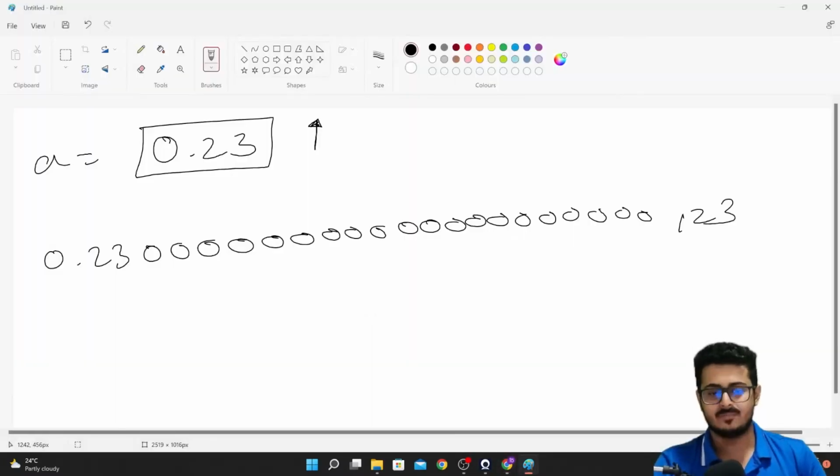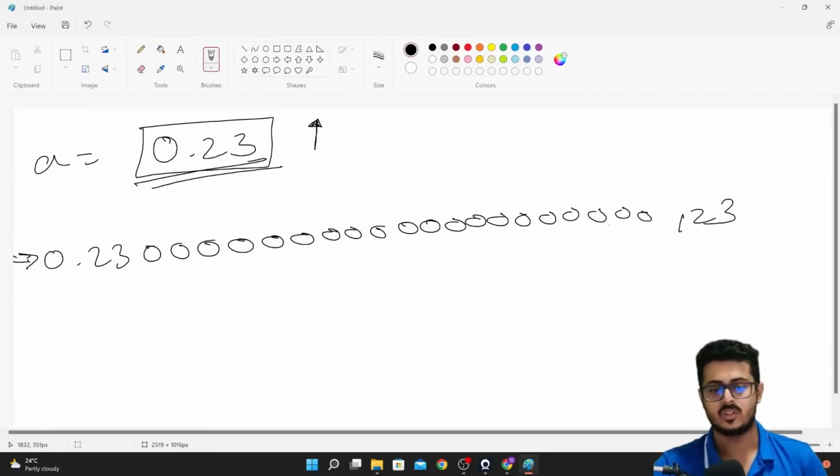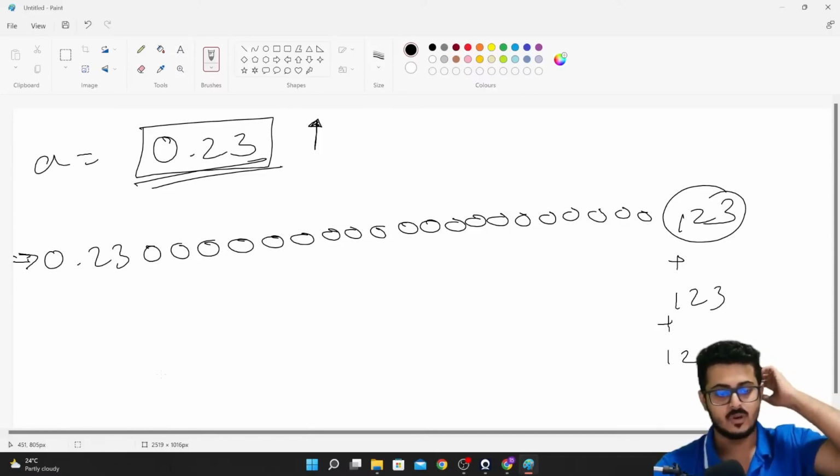And that is because of this particular thing. In the memory, Python does not store 0.23 as 0.23. It stores it like this. And once you are adding this particular number, 0.23000000123, 30 times, this 123 gets added up as well. 123 plus 123 plus 123, 30 times. And that basically gives you a bigger number. That basically gives you 6.9.